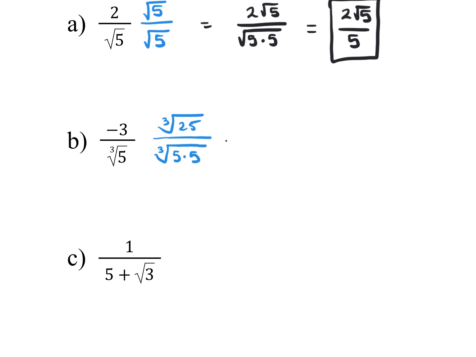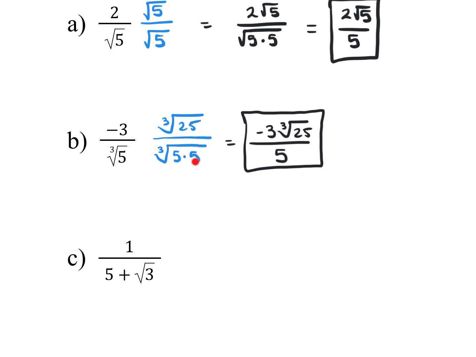So in my denominator now, here I'd have the cube root of 5 times 5 times 5, which is just 5. And then in my numerator, I have negative 3 times the cube root of 25. So there you go. So you need to be careful. You're not just going to multiply by whatever you see in the denominator, because if you have an index that's bigger than 2, you have to ask yourself, well, how many powers do I have and how many more do I need to complete that group?